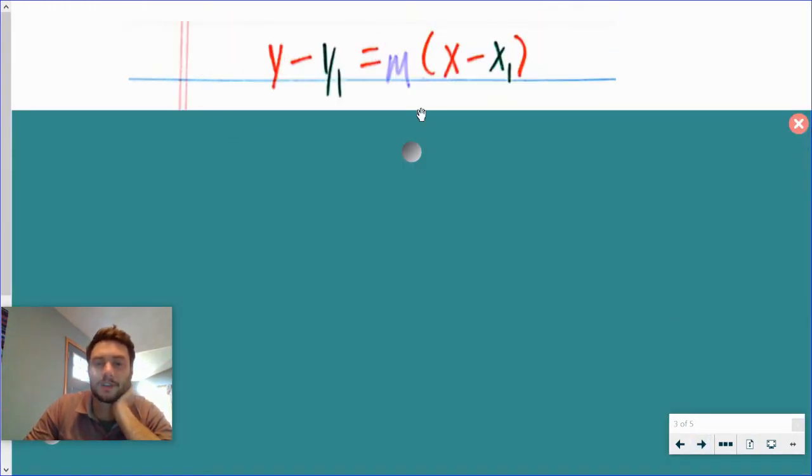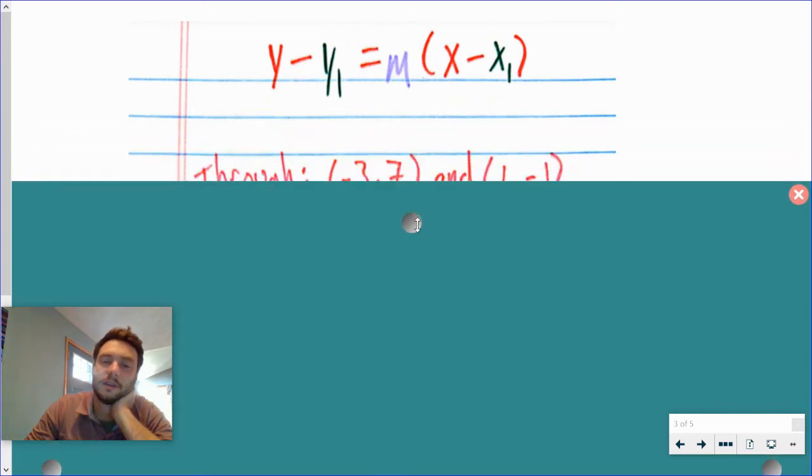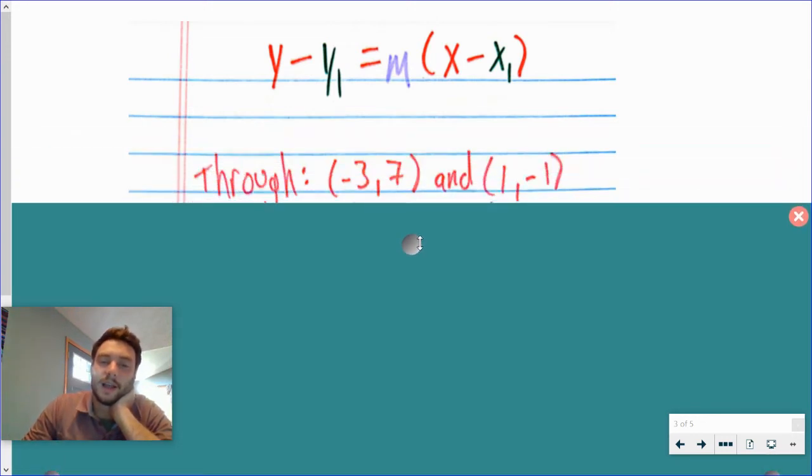Okay, so once again, I have the point-slope formula up here. We'll use this in a minute, but it's actually kind of written out of place because we're not going to need this for a minute. It says we need to find the line that goes through -3, 7, and 1, -1.